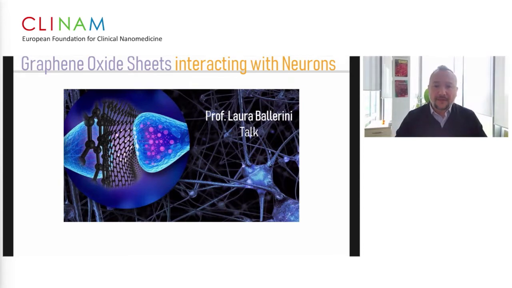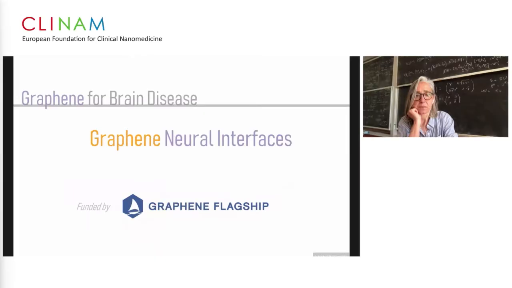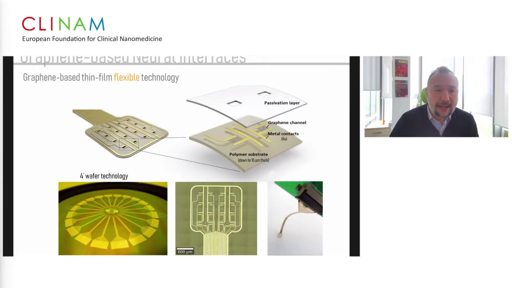The second area we're going to highlight is on using graphene in order to design and fabricate neural interface devices. So a quite different space that I think CLINAM traditionally is not covering. So I think it's also important to understand that device fabrication and device usage in clinical medicine is also an important aspect of nanomedicine and translation of nanotechnology into the clinical space.